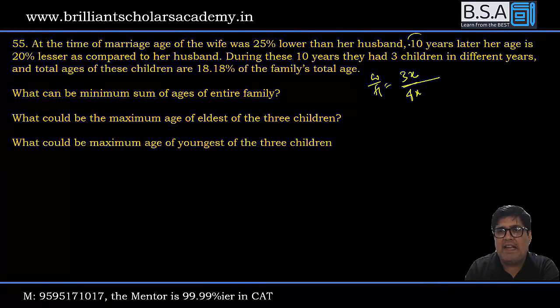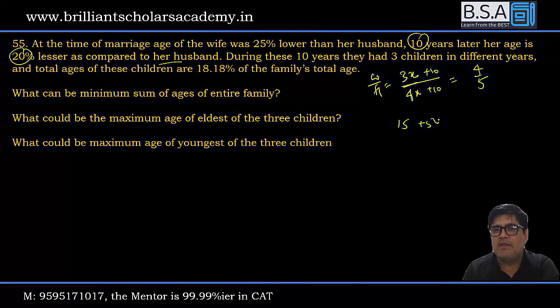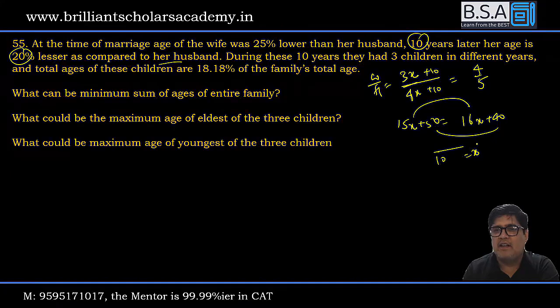What happens 10 years later? So I'm adding plus 10 plus 10. The age of the wife becomes 20% lesser as compared to the husband. What is 20% lesser? 4 upon 5. Cross multiply and finish it. Cross multiply this. This is 15x plus 50 is equal to 16x. 16x plus 40, I sent this to the other side. x, I sent this to the other side, 10.